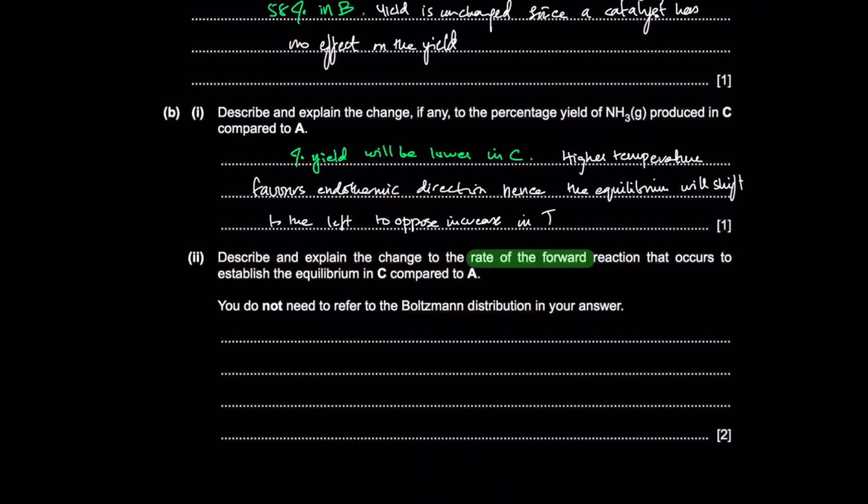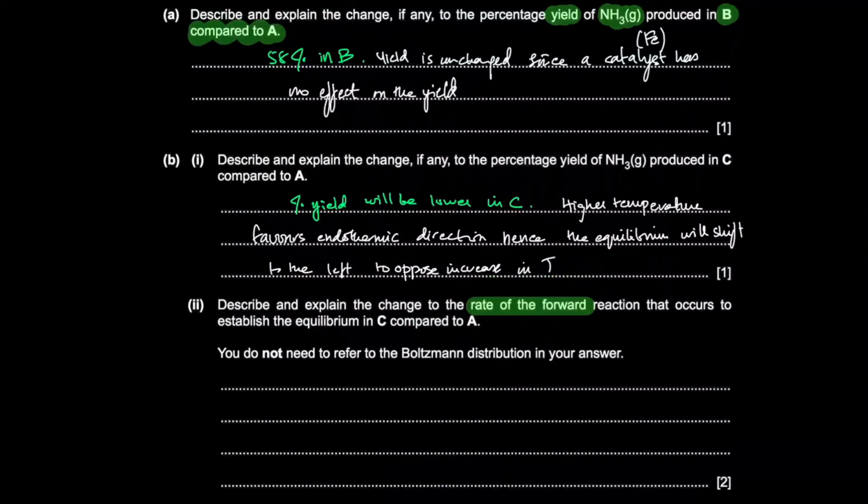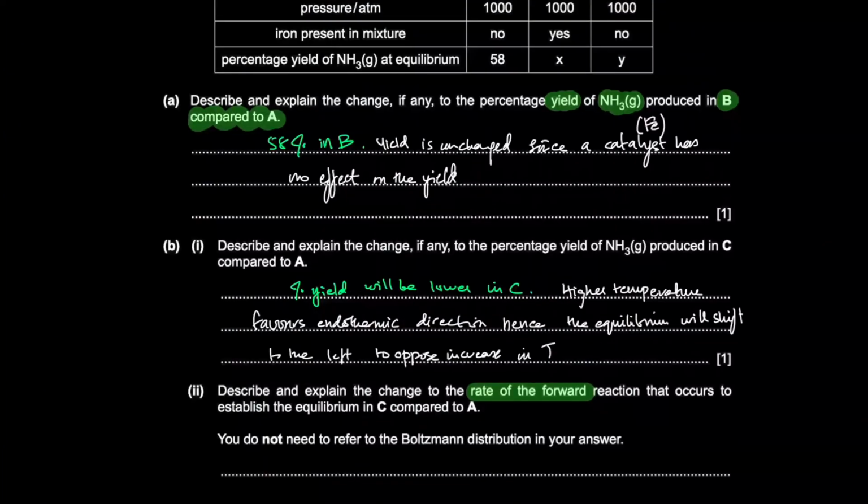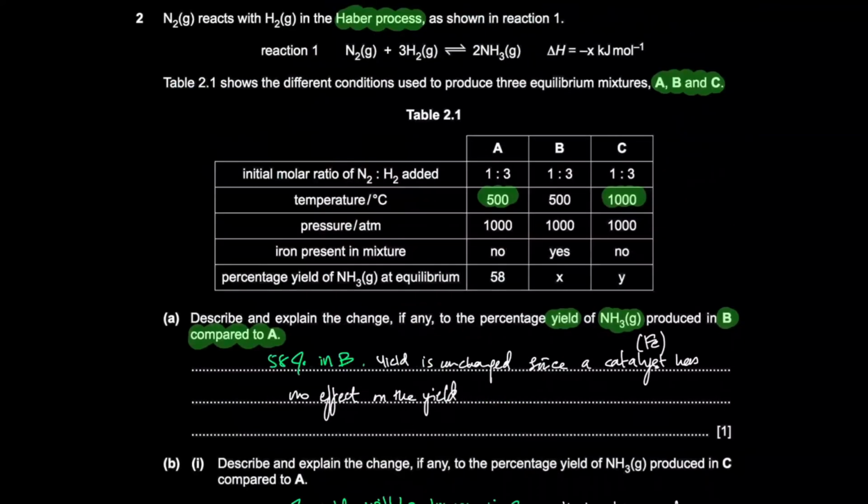We know that the equilibrium is shifting to the left. But what's happening to the rate? If you increase the temperature, rate always increases, right? The forward reaction rate has increased, and the backward one has also increased, right?